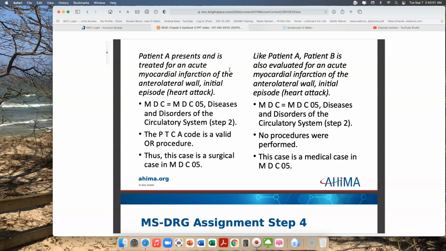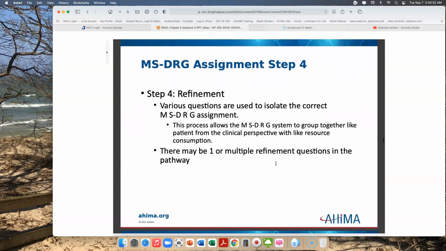But with patient B, they didn't perform any procedures. They didn't give any PTCA to break up that clot. In that case, it's going to be a medical case under MDC 05. And that will drive you to your DRG, because if it's a surgical case, there's only a certain number of DRGs that will fall under that MDC, versus a medical case, which will have different MSDRGs under that MDC. So they'll be in the same MDC, but which MSDRG they fall into will be determined by whether it's surgical or medical. So then you refine.